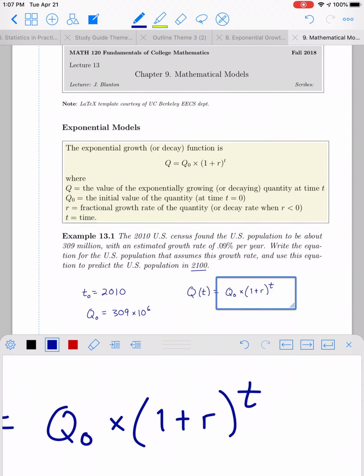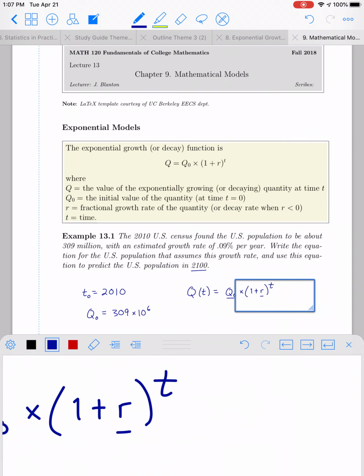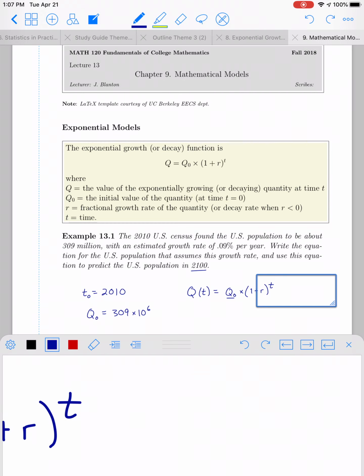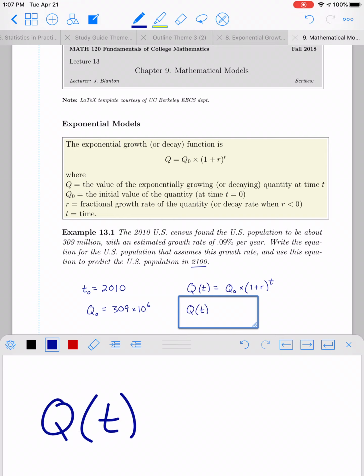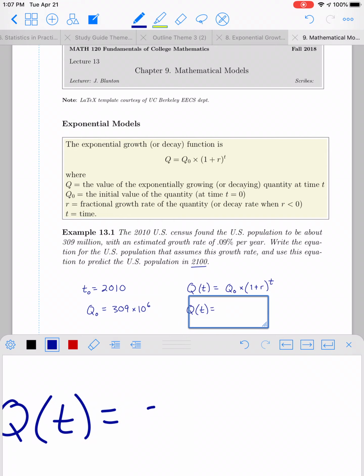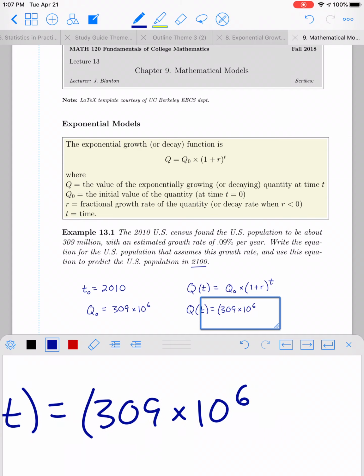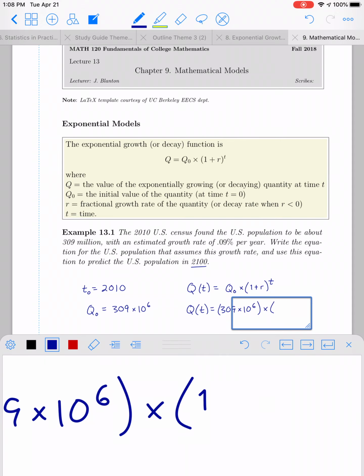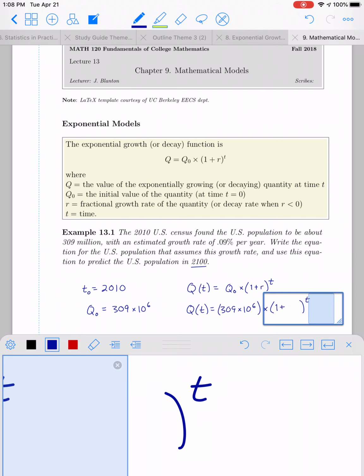This model is not complete until Q naught and R are filled in with numbers. T will remain T. It's a variable. It'll be part of our formula to predict in the future with. So we know one of these things so far. We know Q naught is 309 times 10 to the 6. There's Q naught. And then that's times 1 plus R to the t. Well, we have to ask ourselves, what is R?